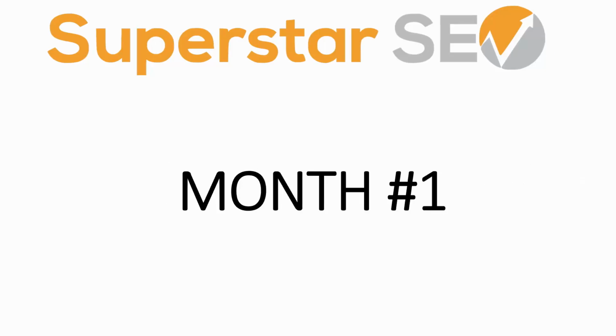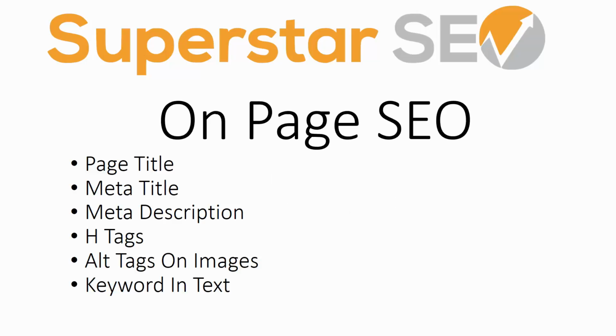So month number 1, the first thing that we want to do is sign our client. We come up with a plan for the keywords that they're going to try to rank for. We get paid, because we don't do anything until we get paid. And then the first thing we're going to do once we get access to everything is the on-page. Now, what do I mean by on-page? This means the SEO on the site itself.